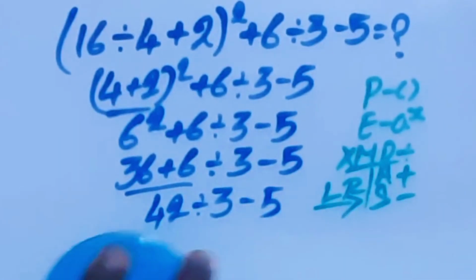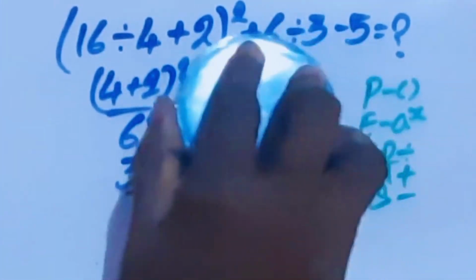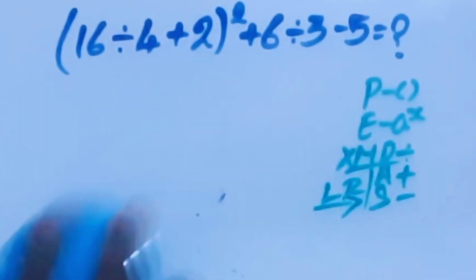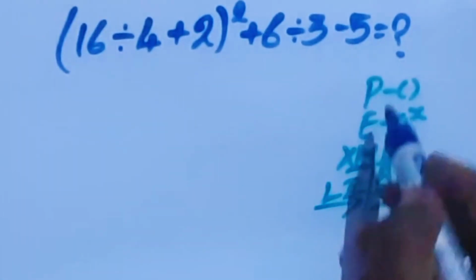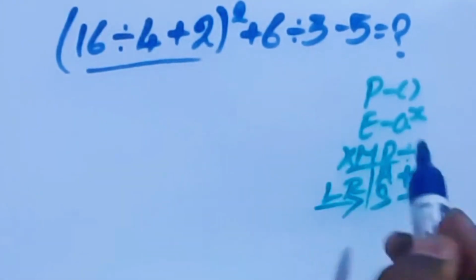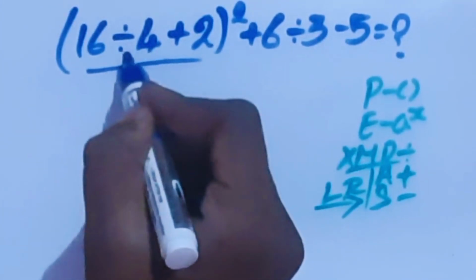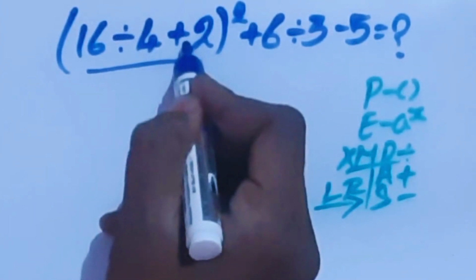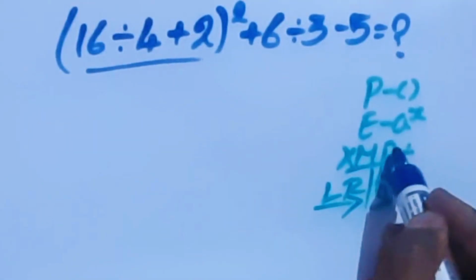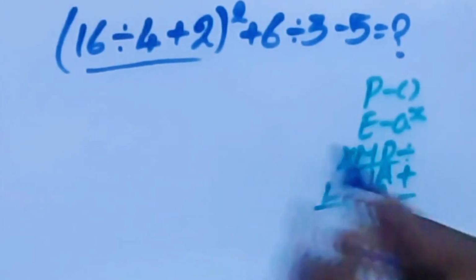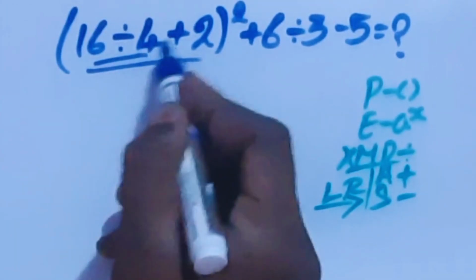Here we are going to solve this problem in the correct way by using this order of operations, PEMDAS. Here as per this order of operations PEMDAS, the bracket is higher priority. So we have to do this bracket before any other operation. Inside the bracket we have two operations, one is division and the other one is addition. Here division is higher priority than this addition. So we have to do this division before this addition.